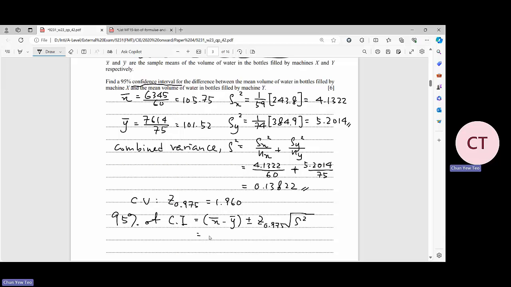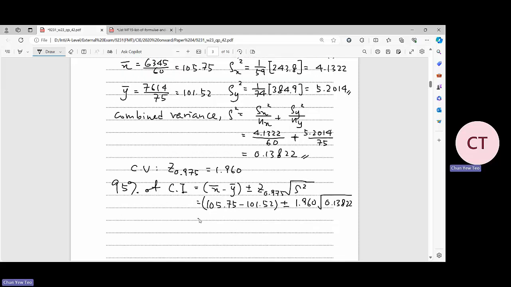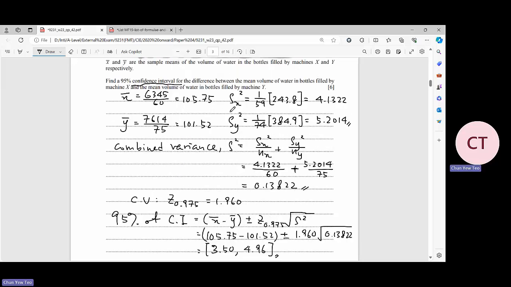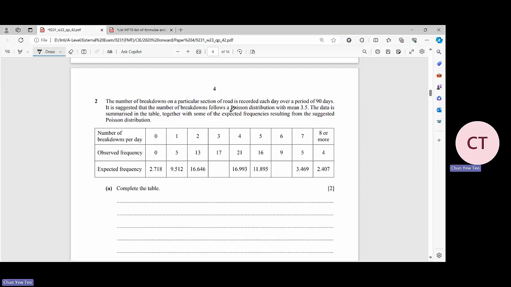So this one is 105.75 minus 101.52 plus or minus 1.96 square root of 0.13822. So press the calculator, simplify it, and your answer will be 3.50 in 3 significant figures and 4.96 inclusive. So this will be the answer for question number 1. Just like that, done. Moving on, we have question number 2.